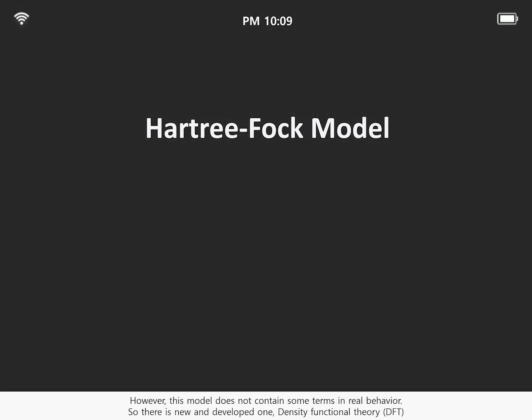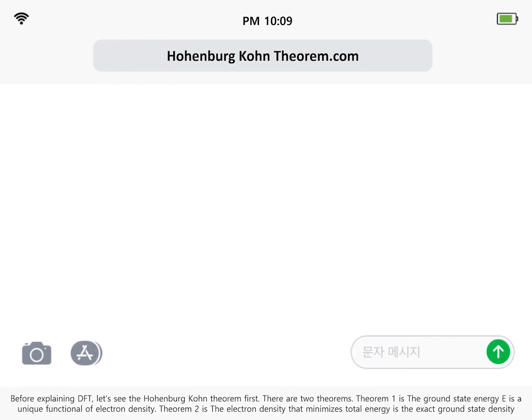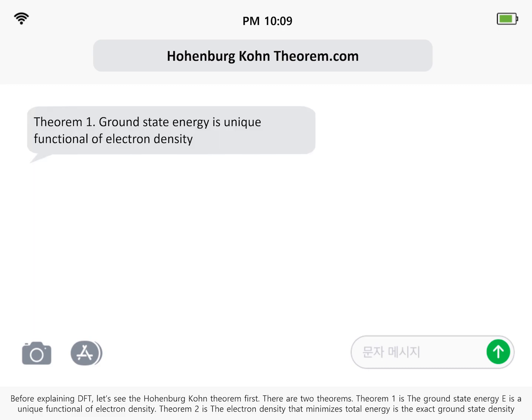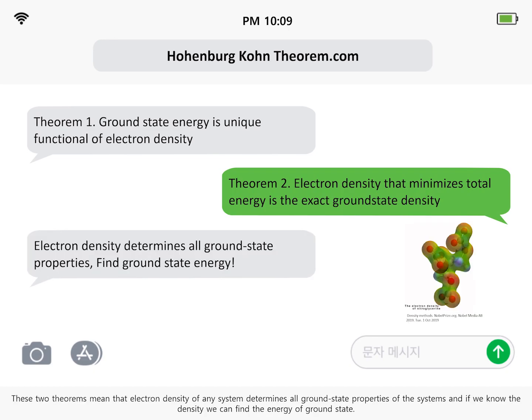However, this model does not contain some terms in real behavior. So there is new and developed one, density functional theory. Before explaining density functional theory, let's see the Hohenberg-Kohn theorem first. There are two theorems. First is ground state energy is unique functional of electron density. Second one is electron density that minimizes total energy is the exact ground state density. These two theorems mean that electron density of any system determines all ground state properties of the system, and if we know the density, we can find the energy of ground state.